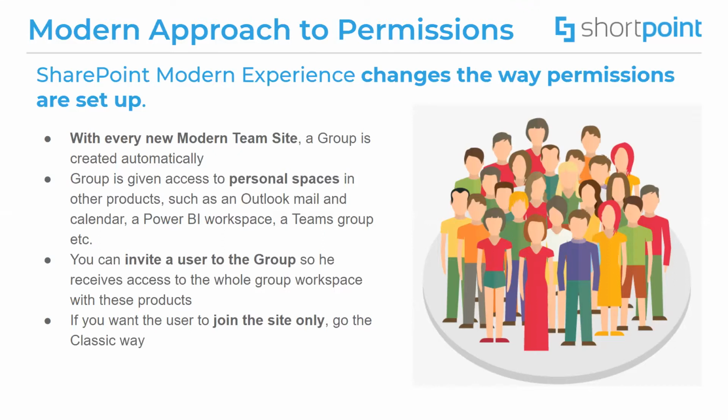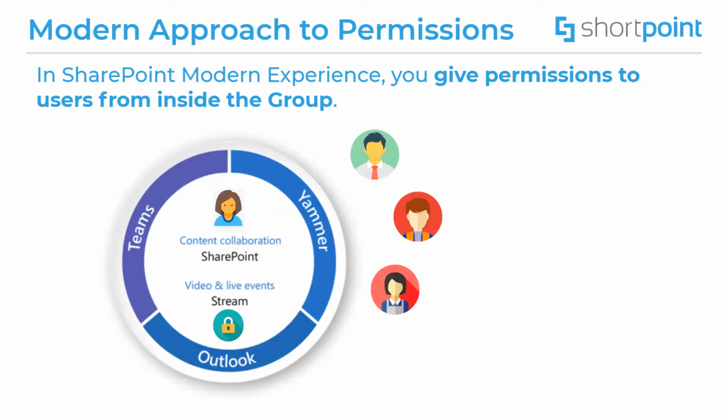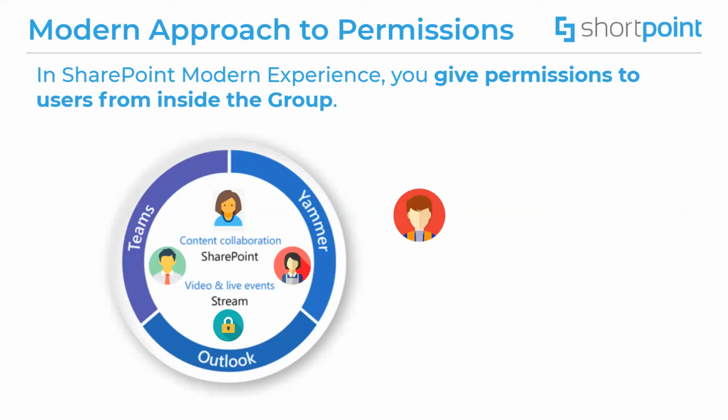So in modern SharePoint, every time I would like to invite a user inside my group, I would have to be a member of the group, and then I just send them an invitation. And they will be not only using the SharePoint site, but they'll also be using the other resources like Power BI and Teams and Stream and Outlook if I invite them to the group. So this chart here actually represents that the group is locked for other users, but if you invite them inside the group, you can share other resources with them.